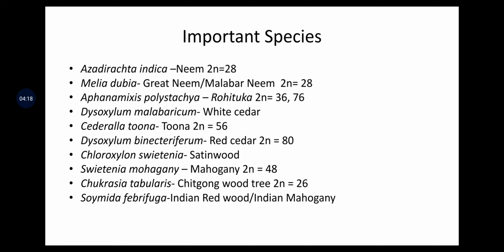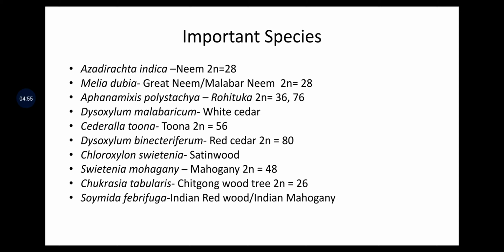Melia dubia is great neem or Malabar neem, again 2n equal to 28 chromosome number. Aphanamixis polystachya is Rohituka, 2n equal to 36 or 76. Dysoxylum malabaricum is white cedar. Cedrela toona is toon plant, 2n equal to 56. Dysoxylum binectariferum is red cedar, 2n equal to 80. Chloroxylon swietenia is satinwood. Swietenia mahogany is mahogany wood, 2n equal to 48.